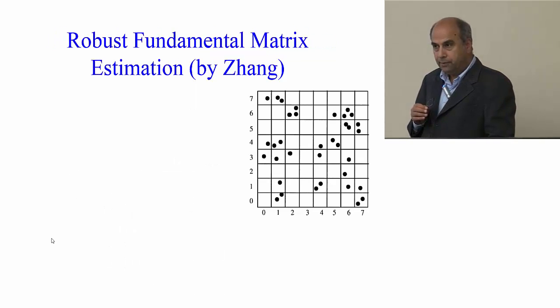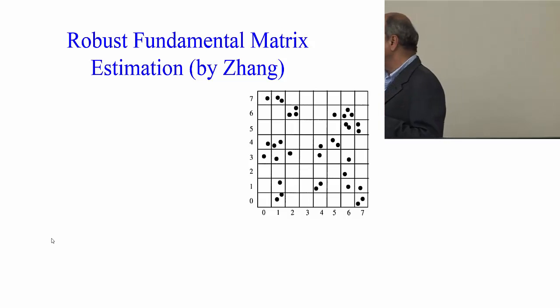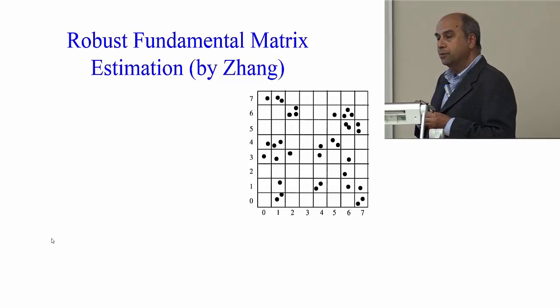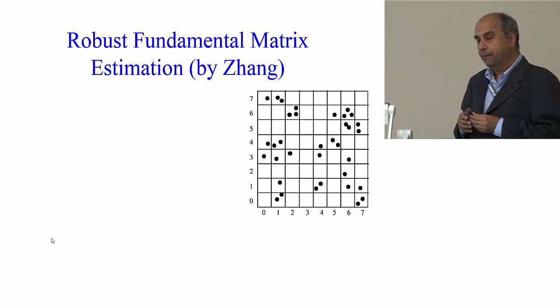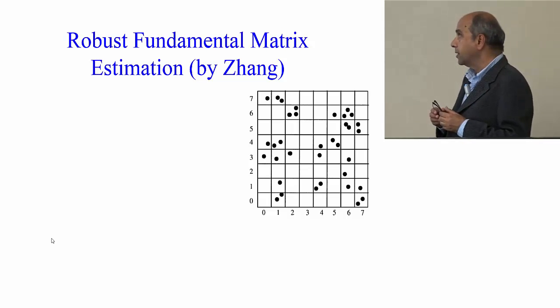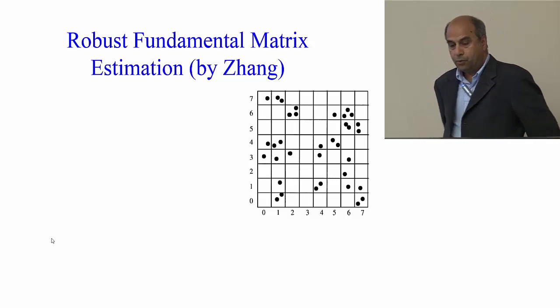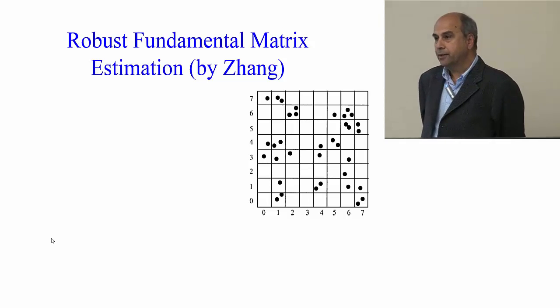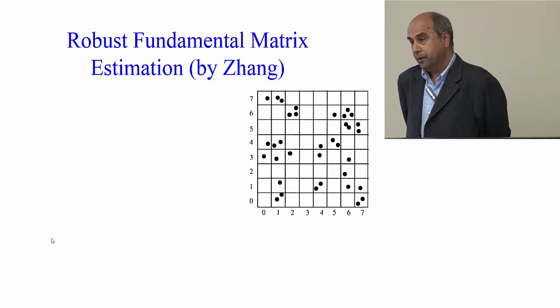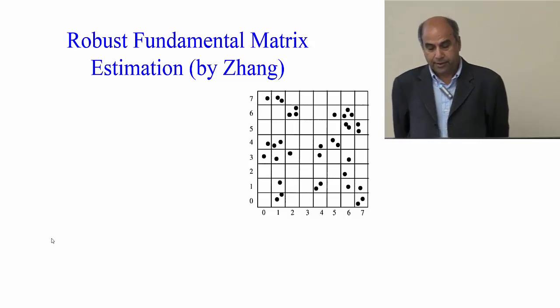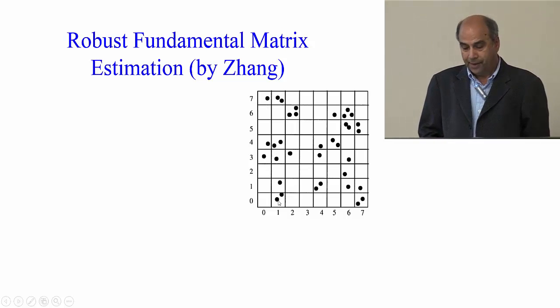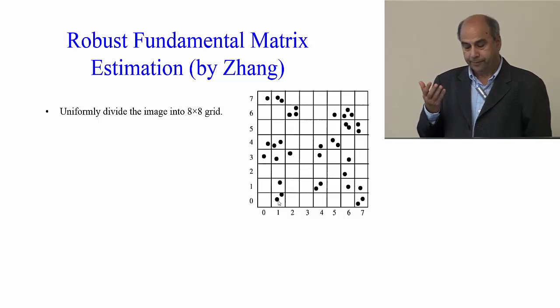Now after that, there was a nice paper by Zhengyou Zhang to improve the estimation of the fundamental matrix, and he came up with what is called robust fundamental matrix estimation. As you can realize, in the image there can be lots of points. Now the question is which 8 points you want to select using Hartley's algorithm. It's difficult. So what Zhengyou Zhang did was, let's take an image like this and divide it into 8 by 8 cells, that's shown here, a grid.